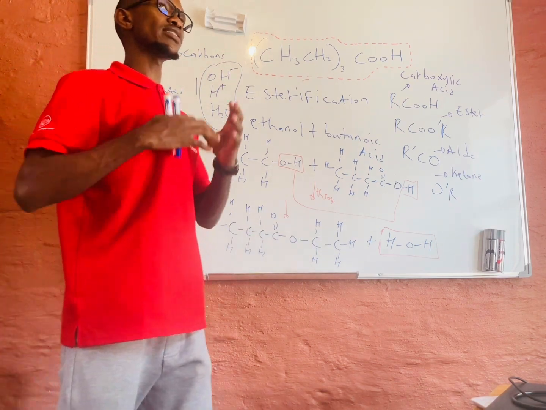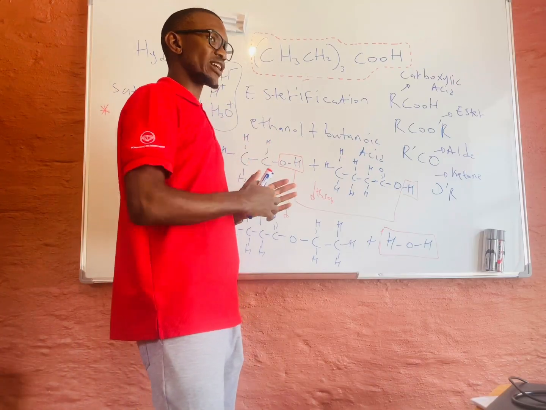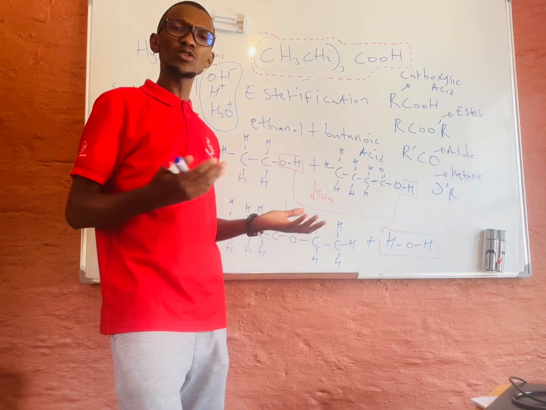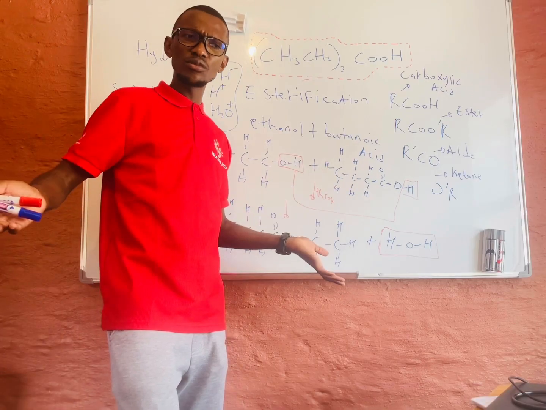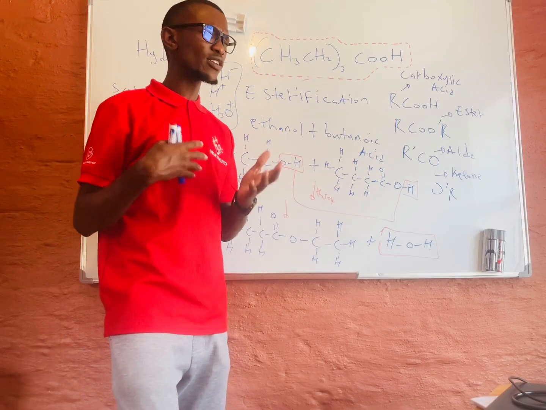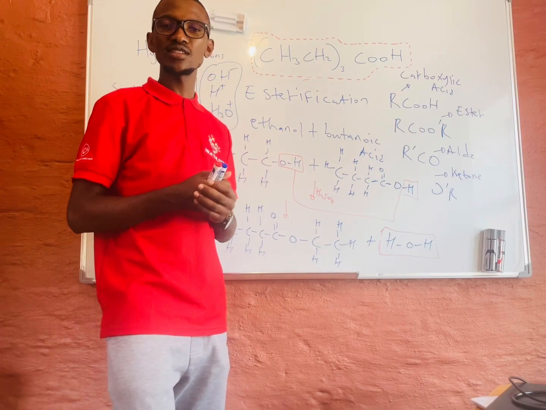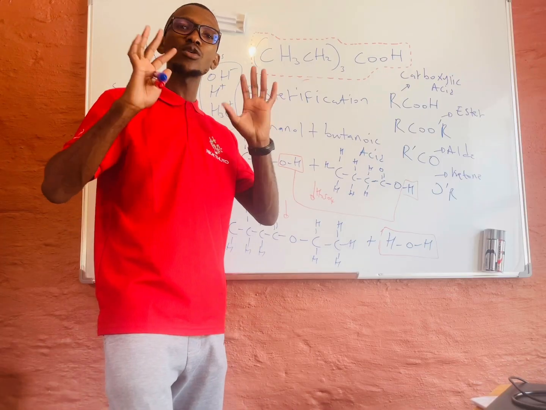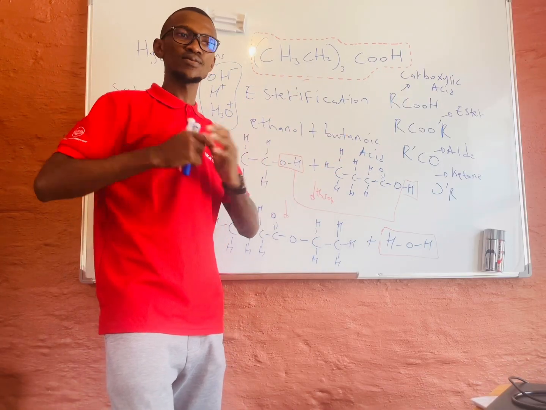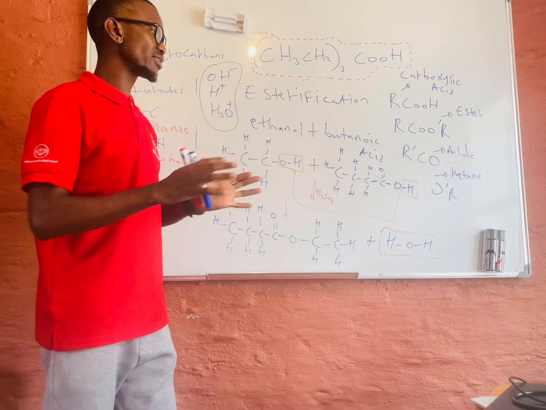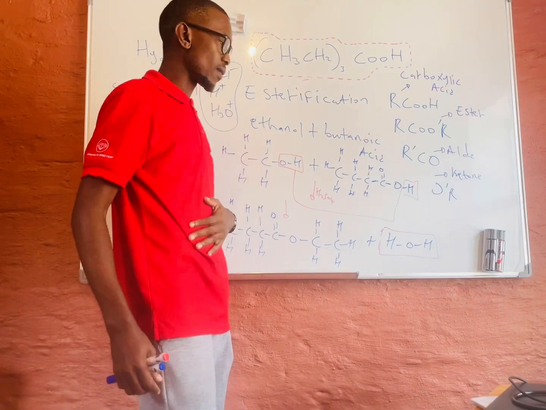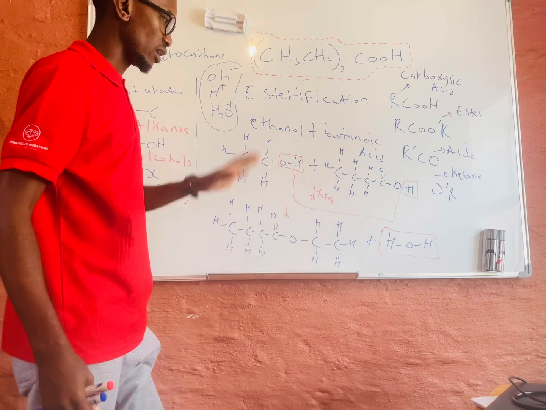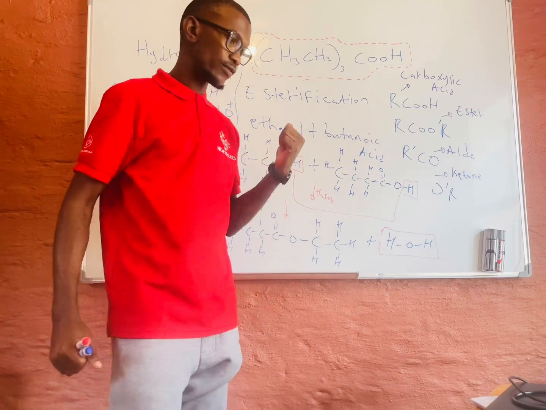That is the IUPAC name of this compound. But what could be the common name for it? It could be nail polish remover. There are a lot of things that we use, especially cosmetics, and they are basically derived from organic chemistry, the part on esters. They fall under this part.